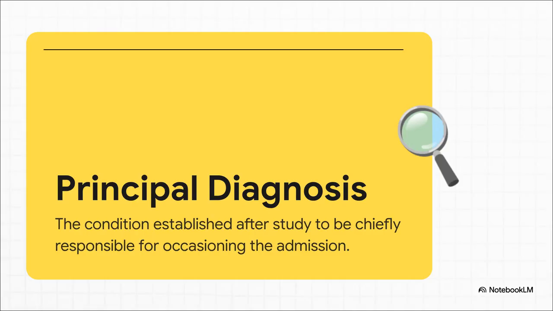Which brings us to the exact official definition you absolutely need to memorize. The principal diagnosis is the condition established after study to be chiefly responsible for occasioning the admission of the patient to the hospital. So why does this matter so much? Because the principal diagnosis always determines the DRG and the base reimbursement for the hospital. If a patient is admitted for chest pain, but after a few days of testing it turns out they had an acute myocardial infarction, well, the MI is your principal diagnosis. The underlying condition is always sequenced first.